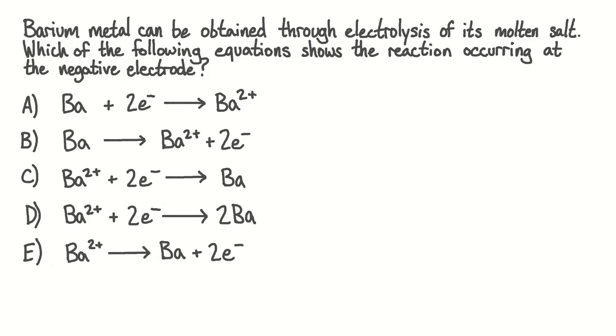C. A barium 2+ ion plus 2 electrons produces barium. D. A barium 2+ ion plus 2 electrons produces 2 barium atoms. Or E. A barium 2+ ion produces barium and 2 electrons.